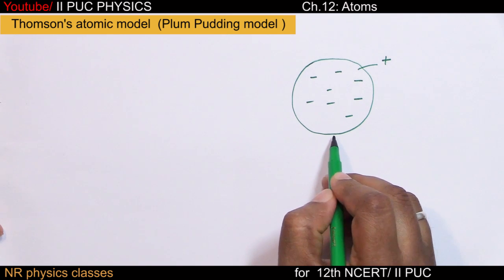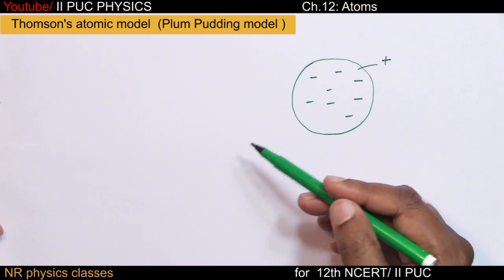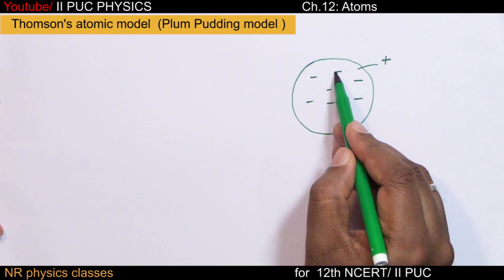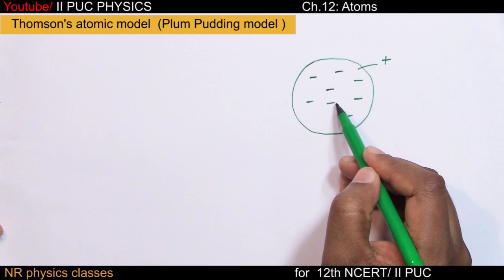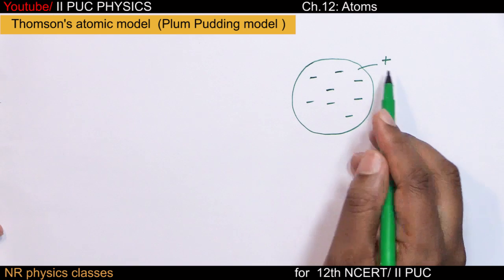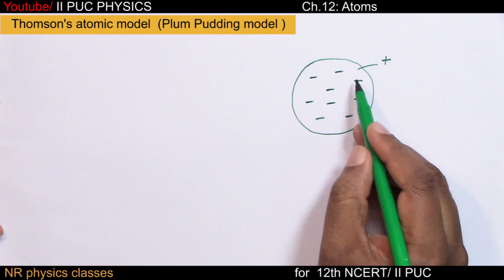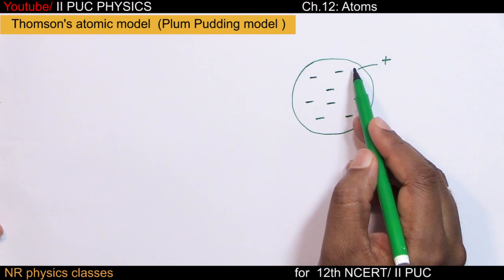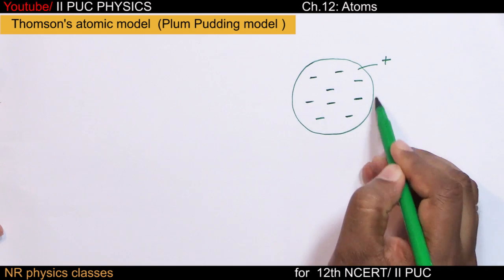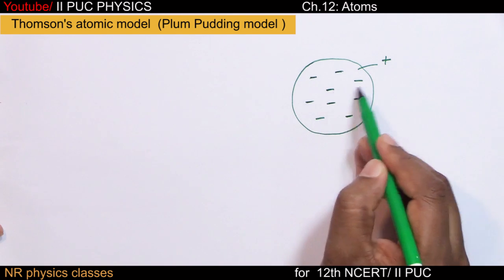So this looks like plum pudding, or you can say watermelon. In plum pudding or watermelon, there is a spongy matrix and seeds or plums. Seeds in the case of watermelon, and plums, nothing but fruits, are embedded in the spongy matrix, isn't it? So similarly, in the plum pudding model, Thomson assumed that there is a positively charged matrix, within which negatively charged particles are embedded.